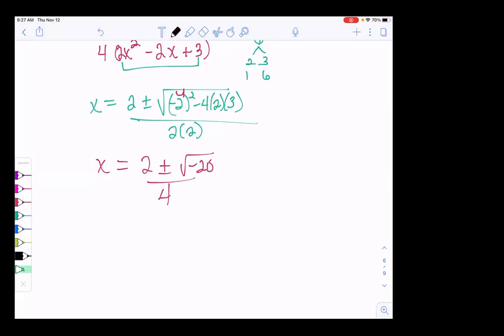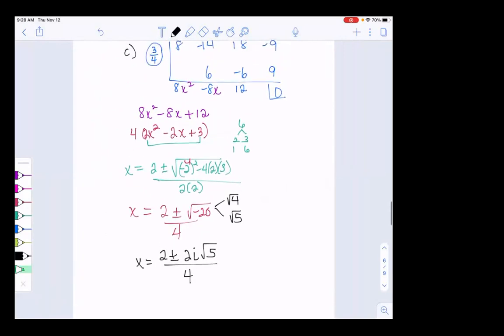Or it might have been that you have to do all the 4. Yeah. So when we have the square root of negative 20, just like a regular square root, we have to break it down. So it would become 2 plus or minus, the square root of 4 is 2. The negative makes the i, and then we have the square root of 5. Mrs. Kane gave you an evil problem.